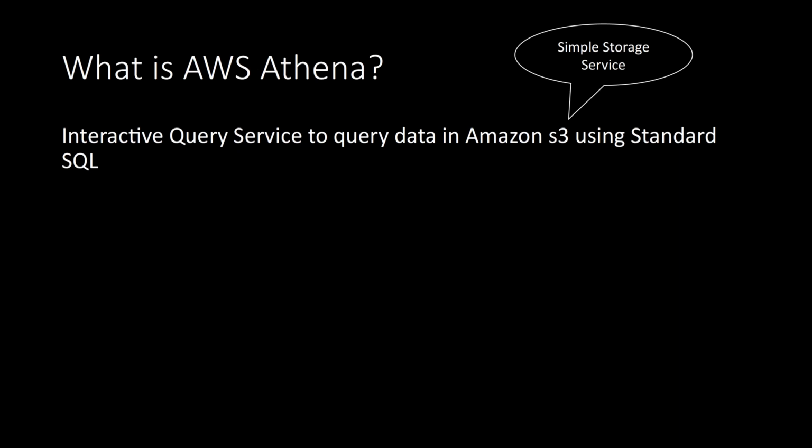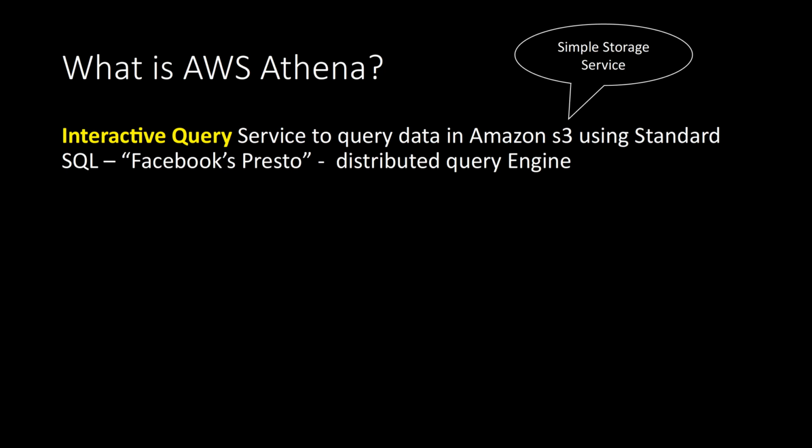So let's start with what is AWS Athena. Athena is an interactive query service that allows you to query data in Amazon S3 using standard SQL. So what is this interactive query? AWS Athena is based on Facebook's Presto, and that is exactly where this word interactive query is coming from, which means a UI to simply interact with the data using SQL queries.